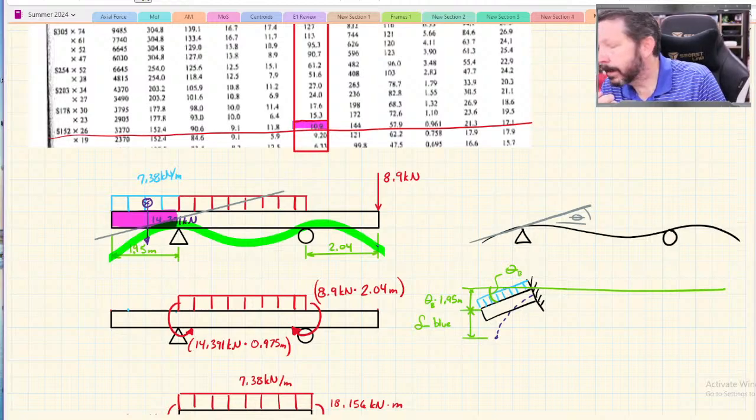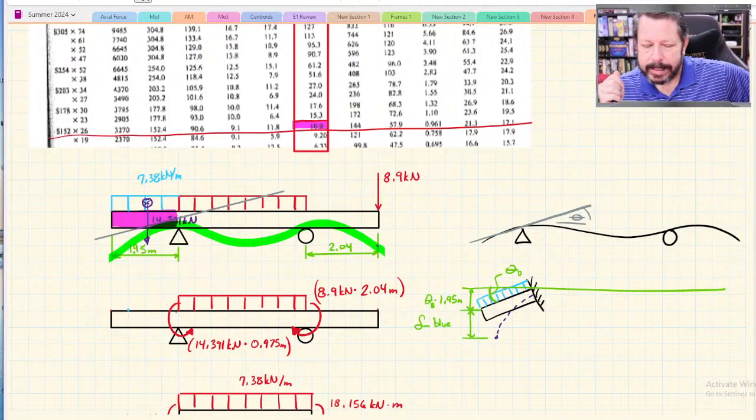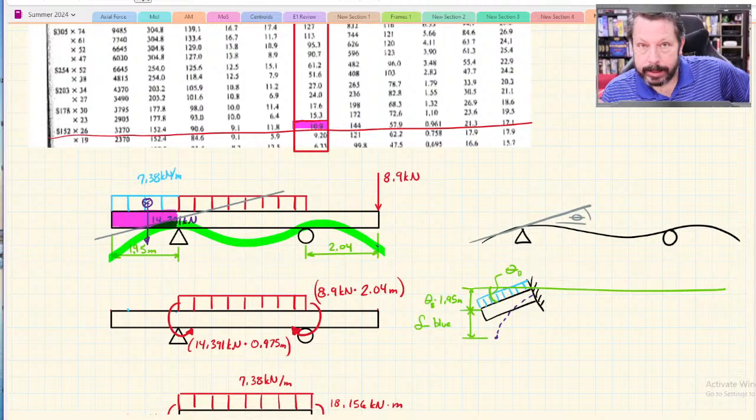Would you not just do arc length? The arc length is a piece of it, but didn't we already take into account the blue distributed load to find theta B? Yes. But we did that to find the slope. We did that to find basically this gray line that I've drawn with theta on it.